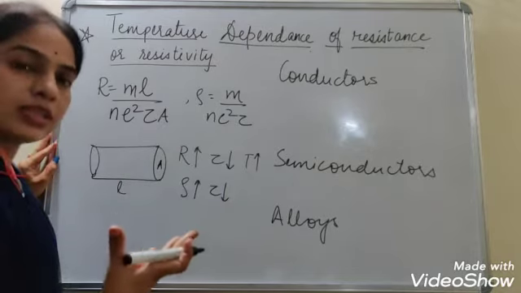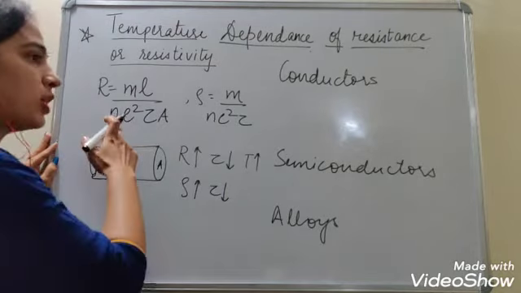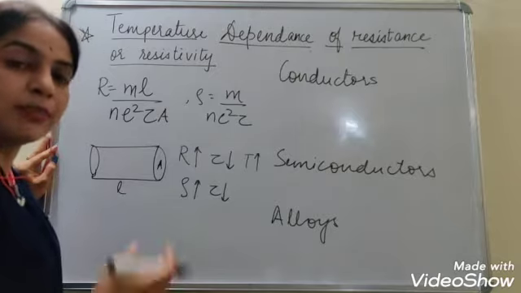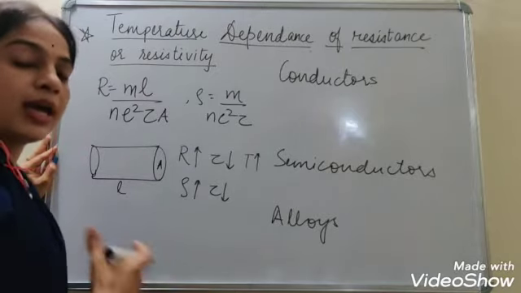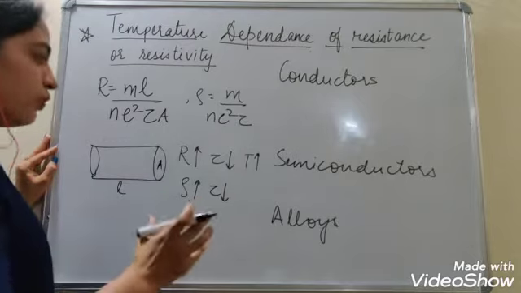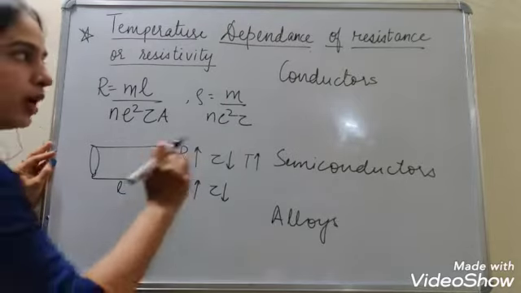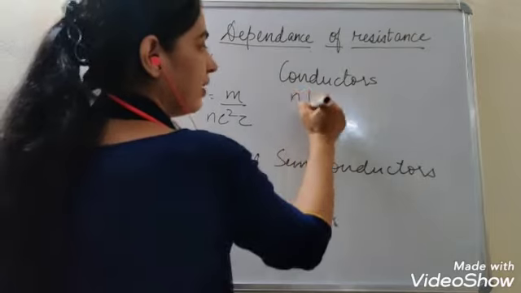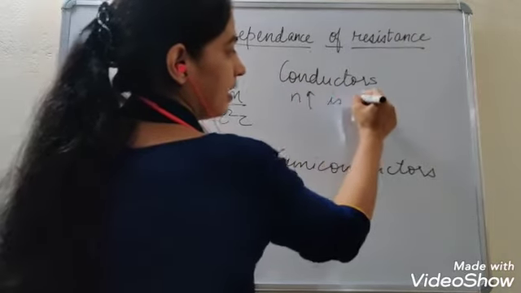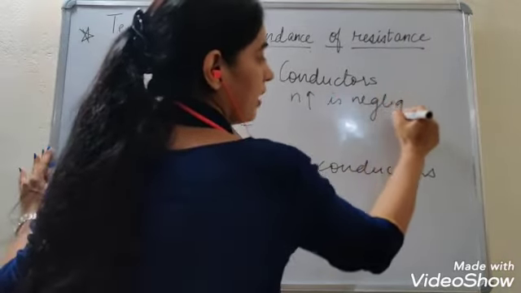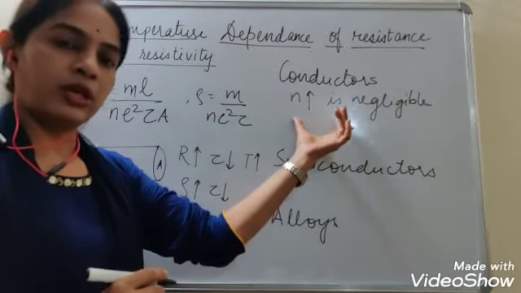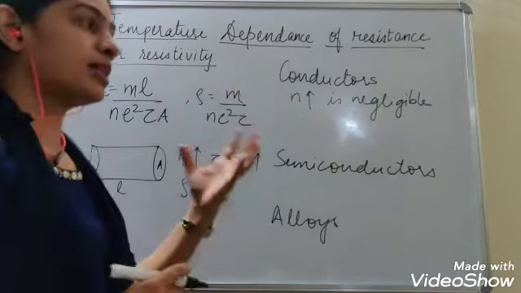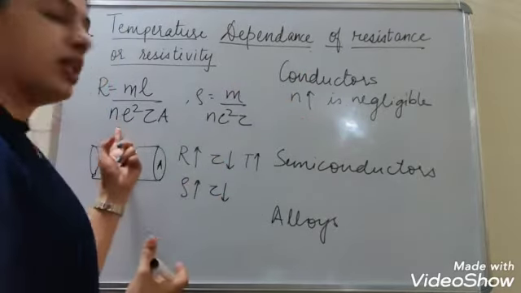When you increase the temperature, free charge carriers also increase. That means more free electrons are available at higher temperature. But for conductors, this increase in N is negligible. Why is it negligible?